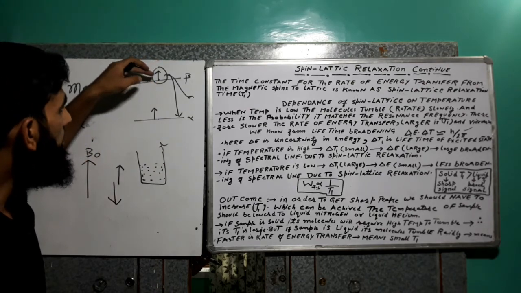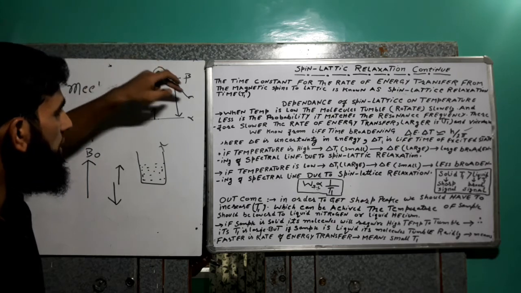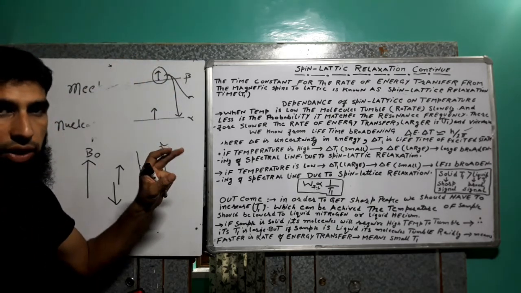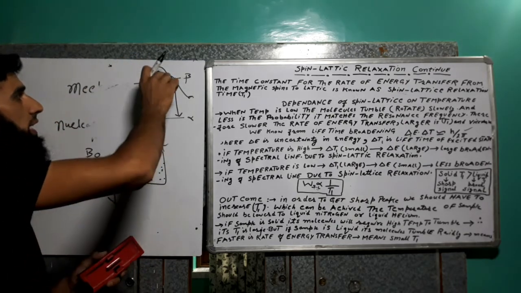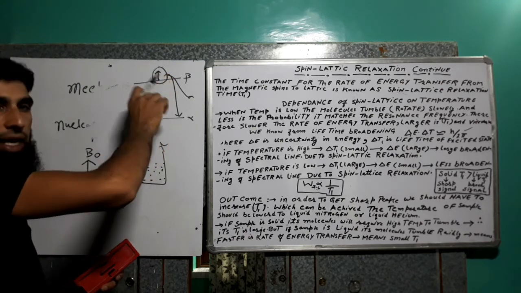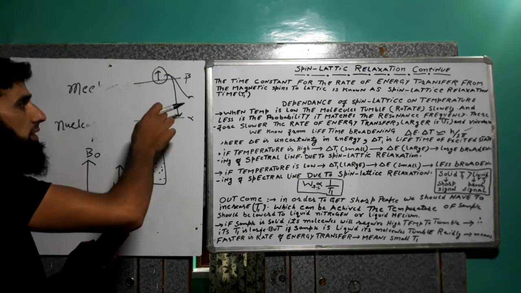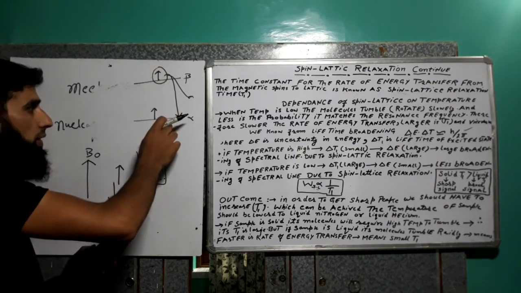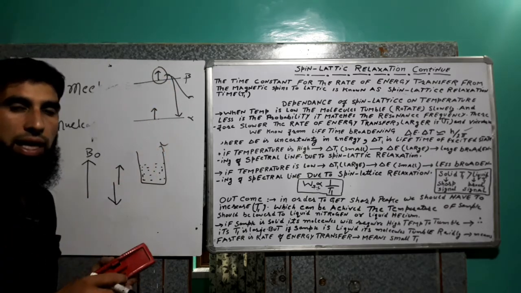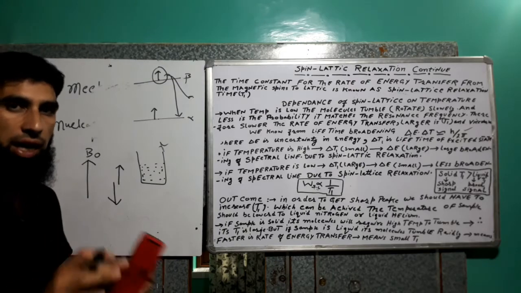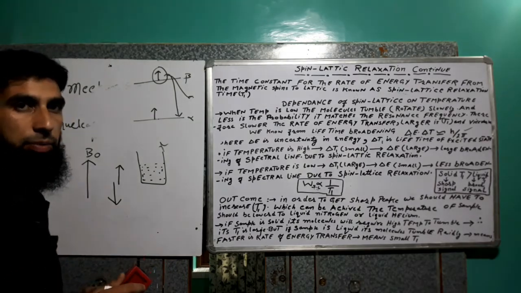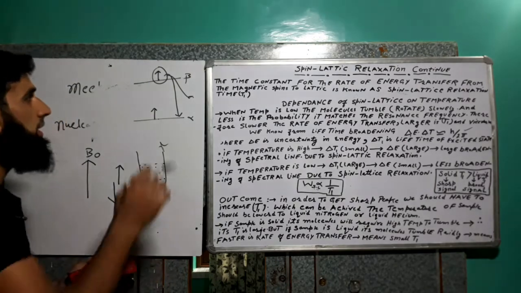That means its rate of energy transfer from spin state to lattice is less. Okay, we call this time the time required by the spin state to relax from higher energy state to lower energy state the spin lattice relaxation time. Okay, again I will repeat, try to understand what I am telling.